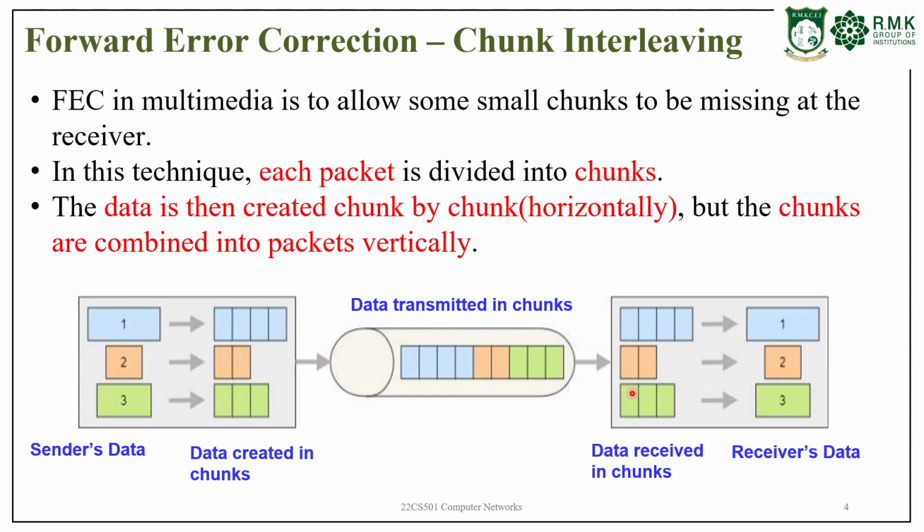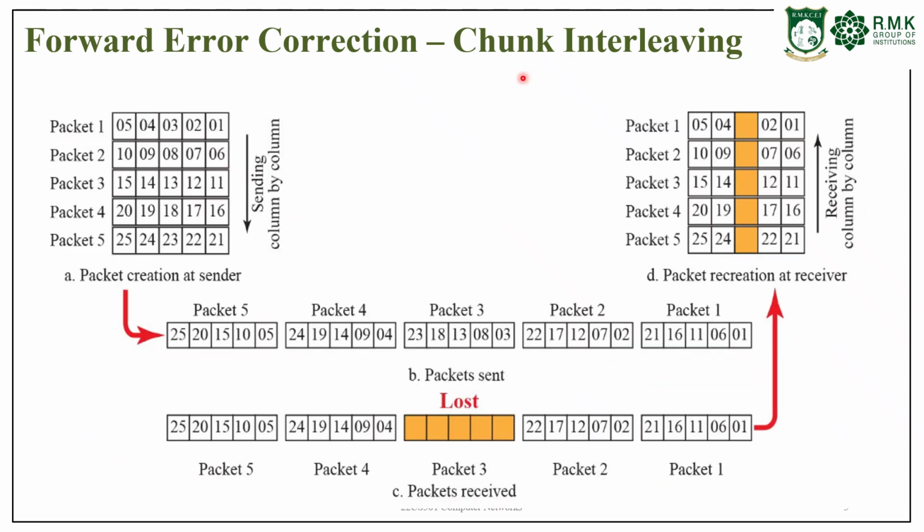But at the receiver's end, they are going to be combined, that is, these packets are going to be combined vertically. So the data is received in chunks, and this is going to be the receiver's data. Here we can observe this particular diagram. On the left hand side, you can observe that packet 1 has 5 chunks. Packet 2 has chunks 6 to 10. Packet 3, another 5 chunks ranging from 11 to 15. Packet 4, chunks 16 to 20, and packet 5, chunks 21 to 25.